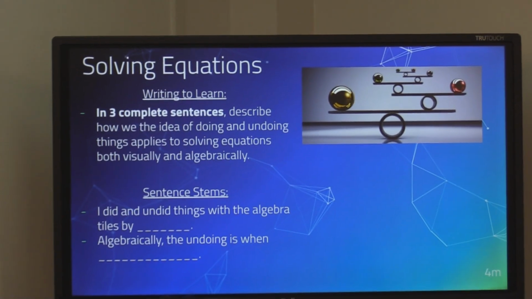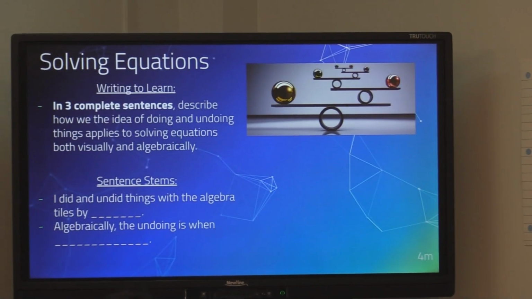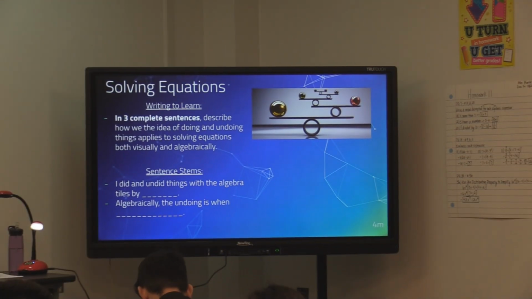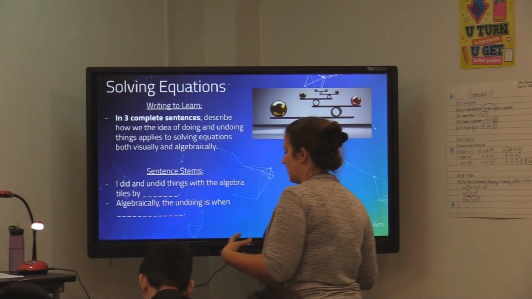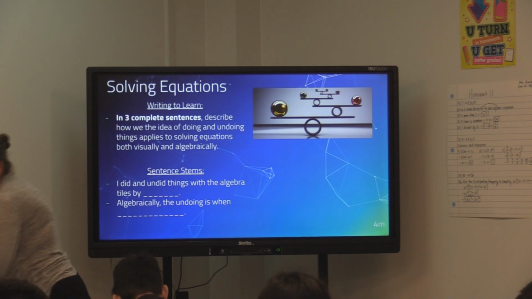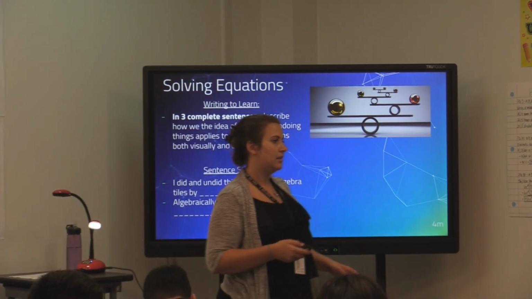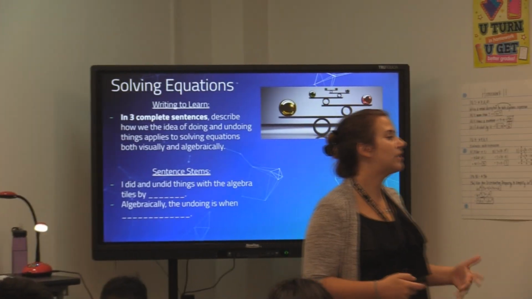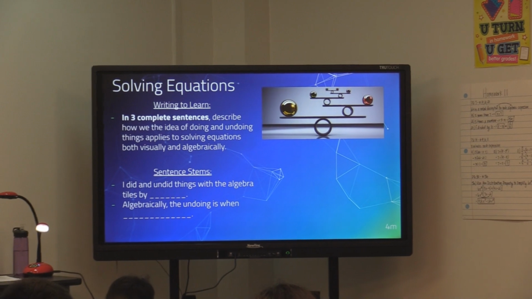And in 3 complete sentences, describe how the idea of doing and undoing things applies to solving equations, both visually and algebraically. So again, look at what we just did with the tiles, then look at the algebraic example off to the right. This is nothing new. You guys have been doing this since 7th grade, right? So you should know how to solve equations by hand. Of course, I know there's been a summer and a couple of years in between there.